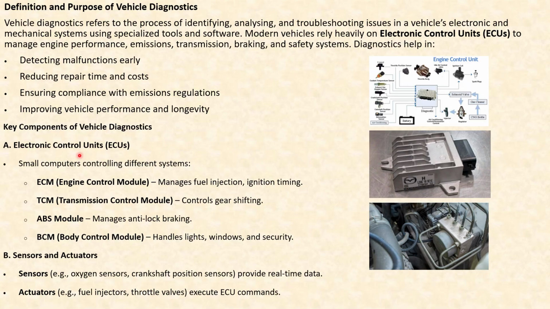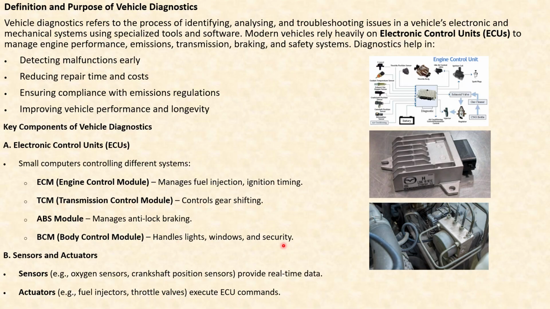First is electronic control units, small computers controlling different systems, and these are the various types of ECUs. ECM, the electronic engine control module, manages the fuel injection and ignition timing. Next is the transmission control module, which controls the gear shifting. Next is the ABS module, which manages the anti-lock braking. And next is the body control module, which handles the lights, windows and security.